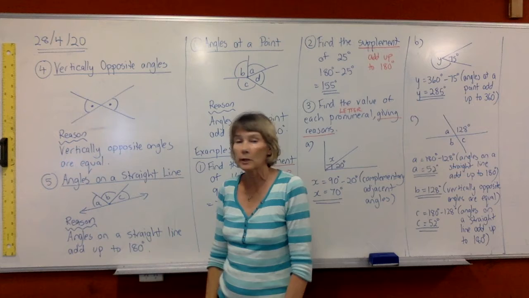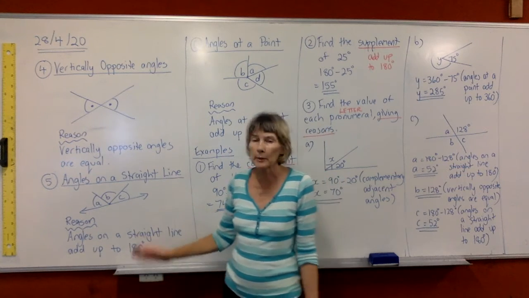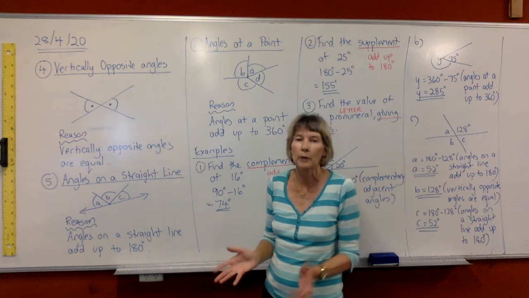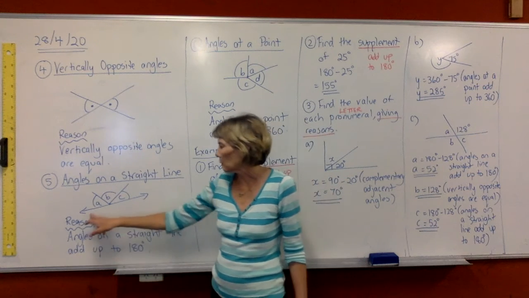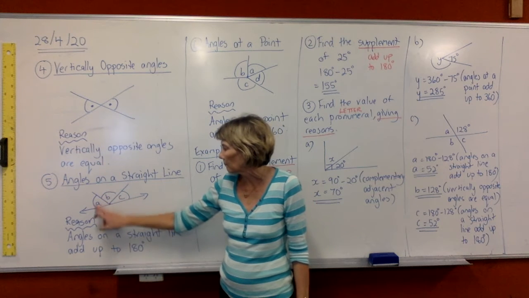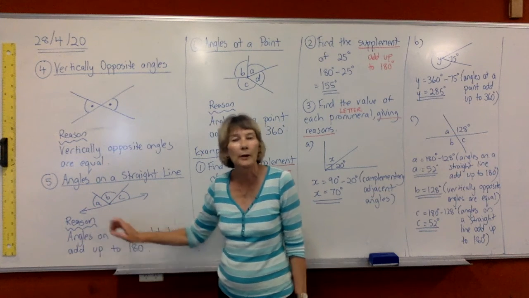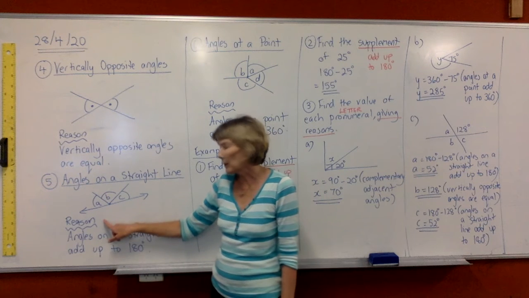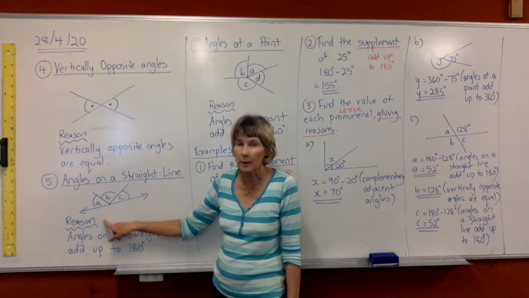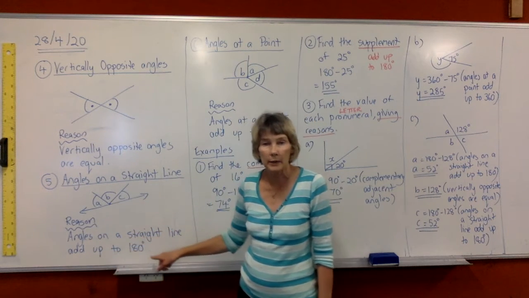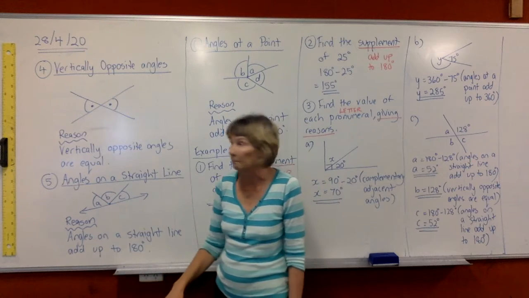The next one is angles on a straight line. I know we said we're doing angle pairs, but we do start to break out into more than 2 angles sometimes. So these ones here, we've got 3 angles, and if you look at each of them, they make up the whole 180 degrees on a straight line or a straight angle. So when we give the reason for this, you've got to say the whole thing. The angles on a straight line add up to 180 degrees. The whole thing has to be written.